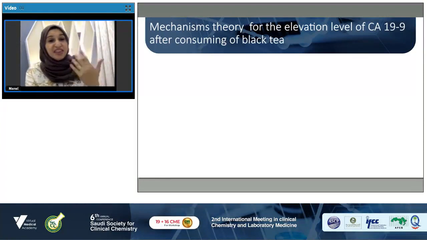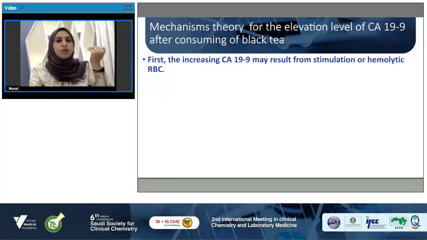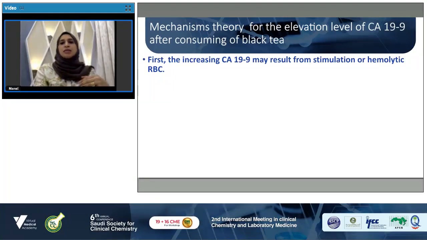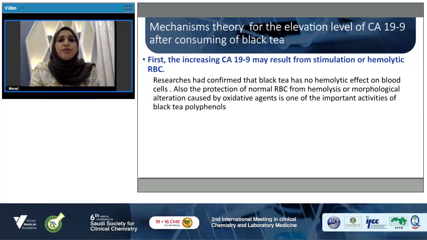I'm not sure which one is theirs, and I have one that I think is more convincing, but I'll tell you the two theories. The first one says maybe CA19-9 increases because of stimulation or hemolysis of RBCs. But we know that black tea has no hemolytic effect on blood cells. Actually, it protects the RBCs from hemolysis and morphological alteration, as an antioxidant agent. So black tea is good for the RBCs.